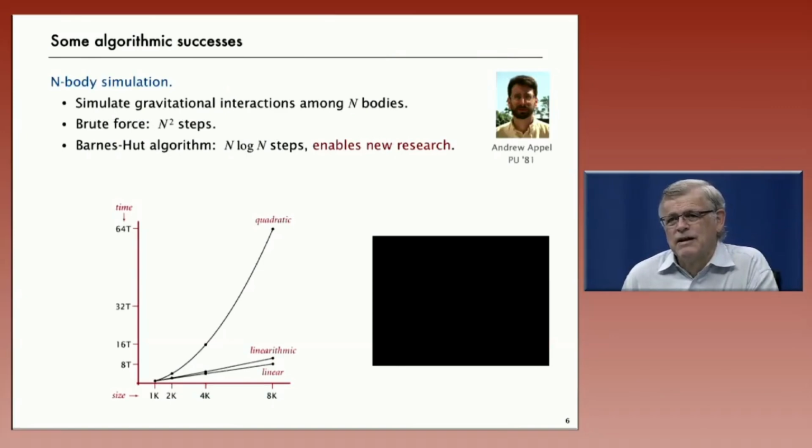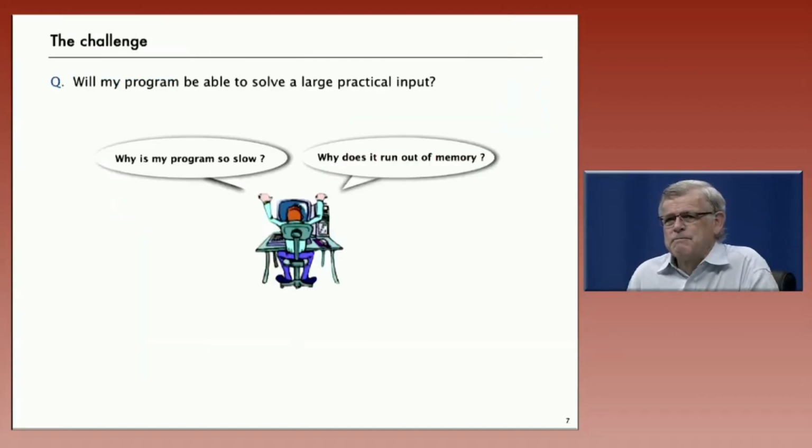Another example was developed by Andrew Appel, who's now the chair of computer science here at Princeton. It was developed when he was an undergraduate for his senior thesis. It's a fast algorithm for the n-body simulation problem. The easy algorithm takes time proportional to n squared, but Appel's algorithm was an n log n algorithm, which meant that scientists can do n-body simulation for huge values of n, and that enables new research.